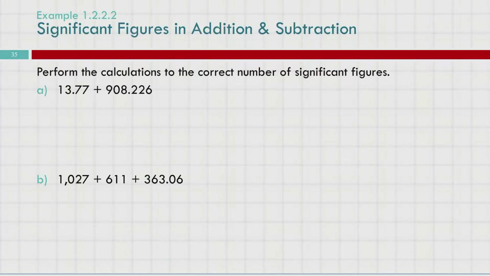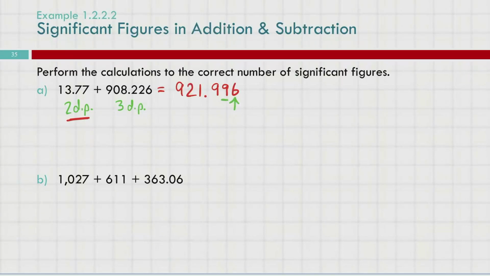All right, when we're doing addition, subtraction, what do we care about? Number of decimal places. 13.77 has 2 decimal places. 908.226 has 3 decimal places. So we're going to round our final answer to 2 decimal places. Our calculator tells us 921.996. Rounding that for 2 decimal places.